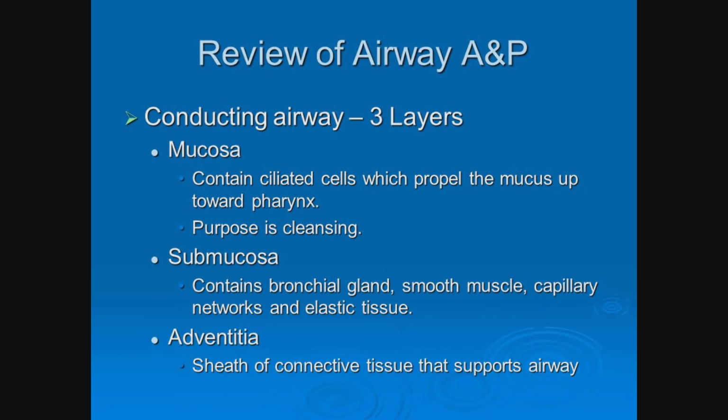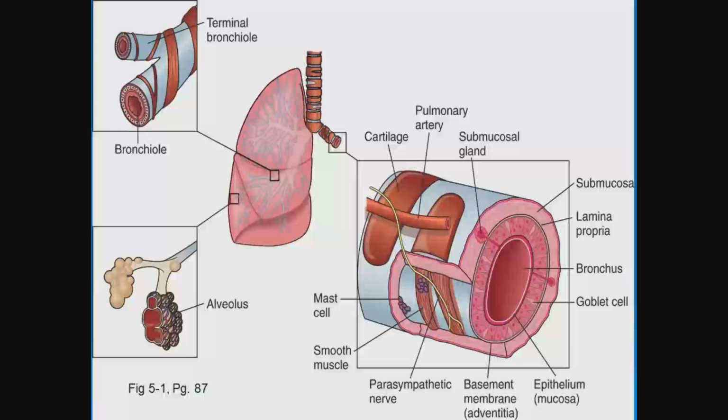There's a submucosal level that has some key structures, one of which is the bronchial gland, which is one of the ways, besides the goblet cells, that mucus is produced. There's also some smooth muscle in the submucosal level, along with some capillary and elastic tissue. And finally, on the outermost side, there's some connective tissue that supports the airway, called the adventitia. Here's a diagram of it. You can see what is going on there.